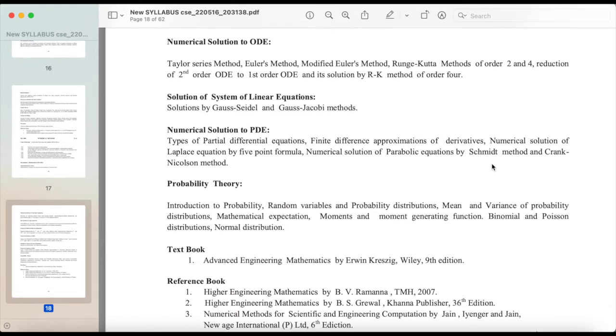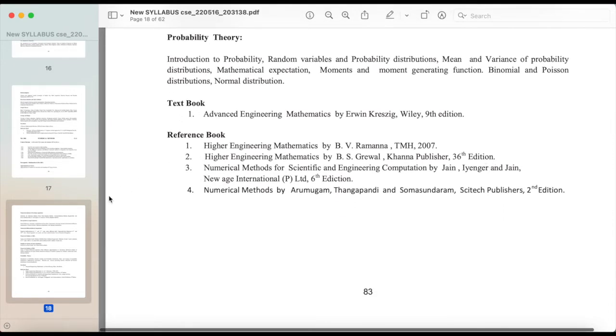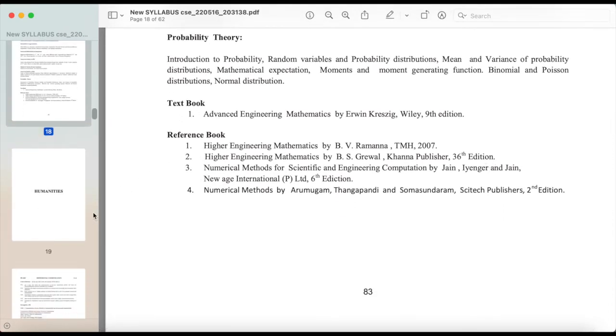Taylor Series Method, Euler's Method, Modified Euler's Method, Runge-Kutta Methods of Order 2 and 4, Reduction of 2nd-order ODE to first-order ODE and its solution by RK Method of Order 4. Solution of System of Linear Equations: Solutions by Gauss-Seidel and Gauss-Jacobi Methods. Numerical Solution to PDE: Types of Partial Differential Equations, Finite Difference Approximations of Derivatives, Numerical Solution of Laplace Equation by 5-point Formula, Numerical Solution of Parabolic Equations by Schmidt Method and Crank-Nicolson Method.